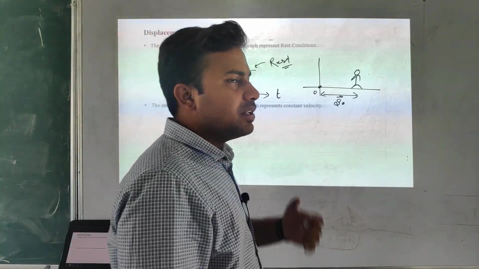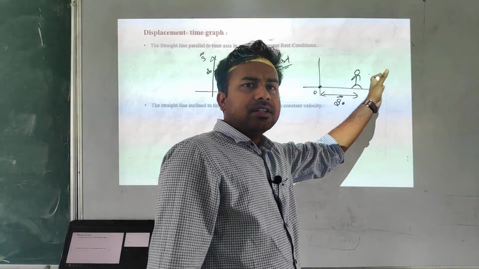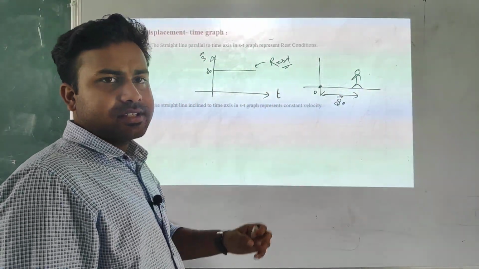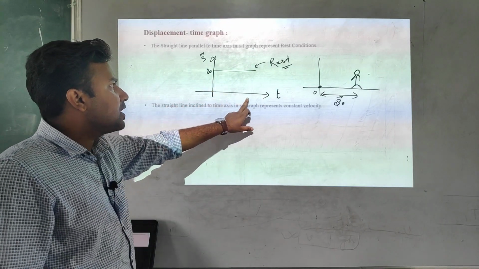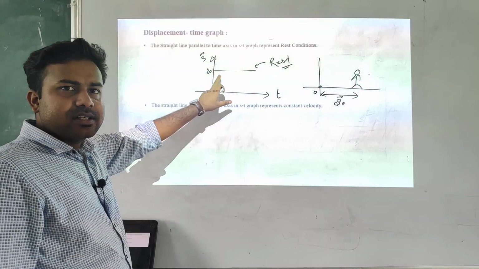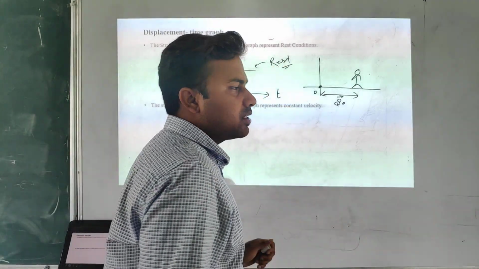Now look at this, student, time is passing on, and this student is not going anywhere. It means this student is in rest condition. So here, time is passing on, but the displacement S is just S naught, is it or not? So that's why we can say it is a rest condition.